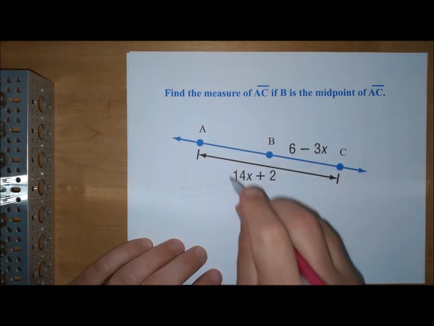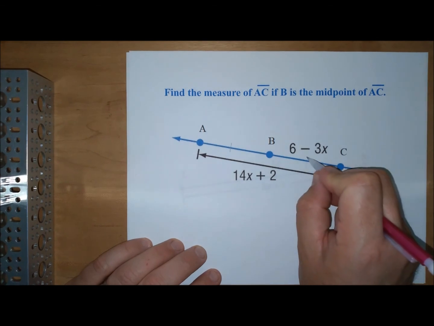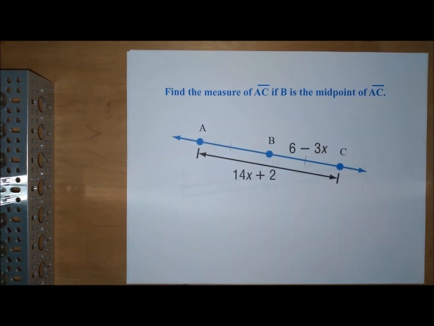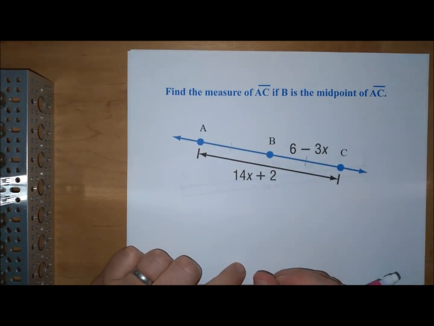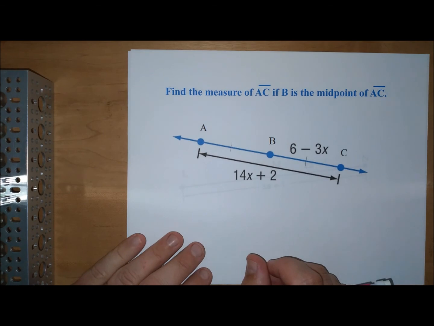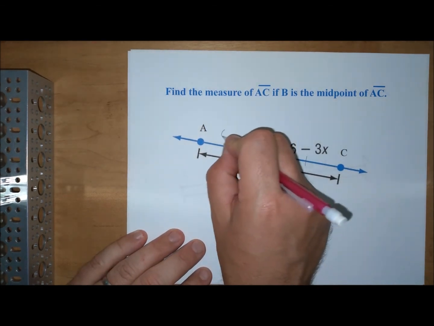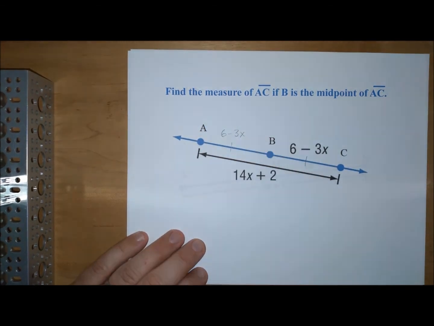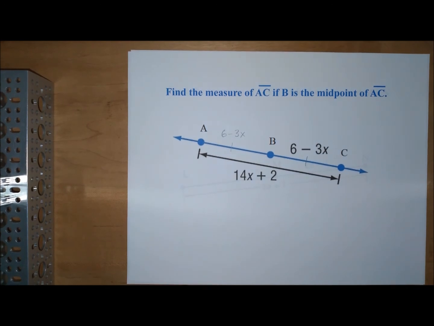If B is the midpoint, I know these two segments are congruent. Okay? So if BC is 6 minus 3x units long, how long is AB? Likewise, that is going to be 6 minus 3x units long. Now, does anybody see an equation that would help us solve for x?